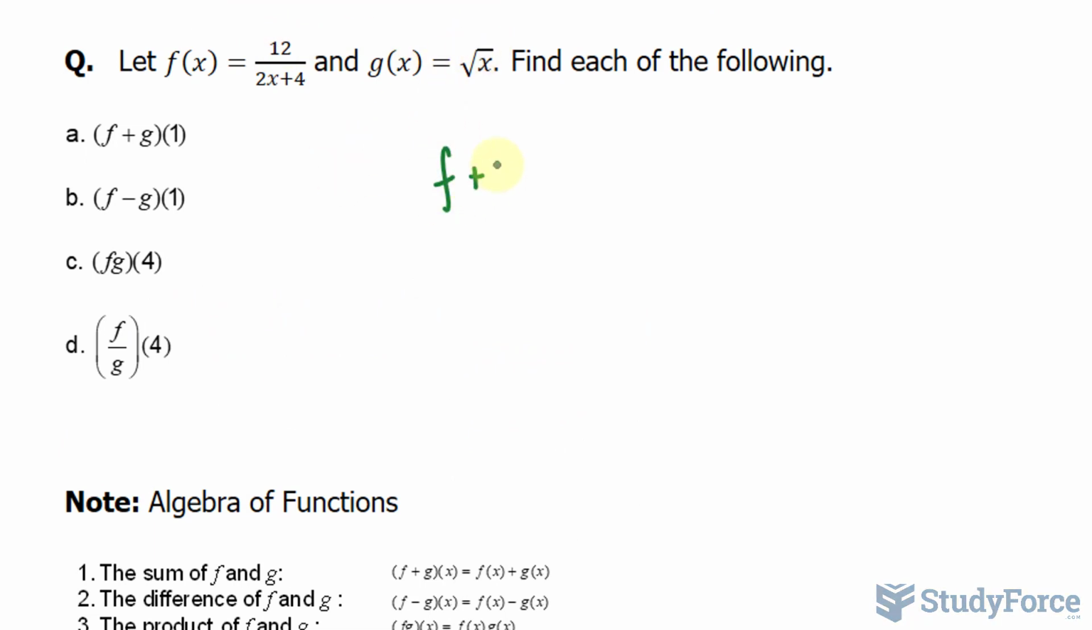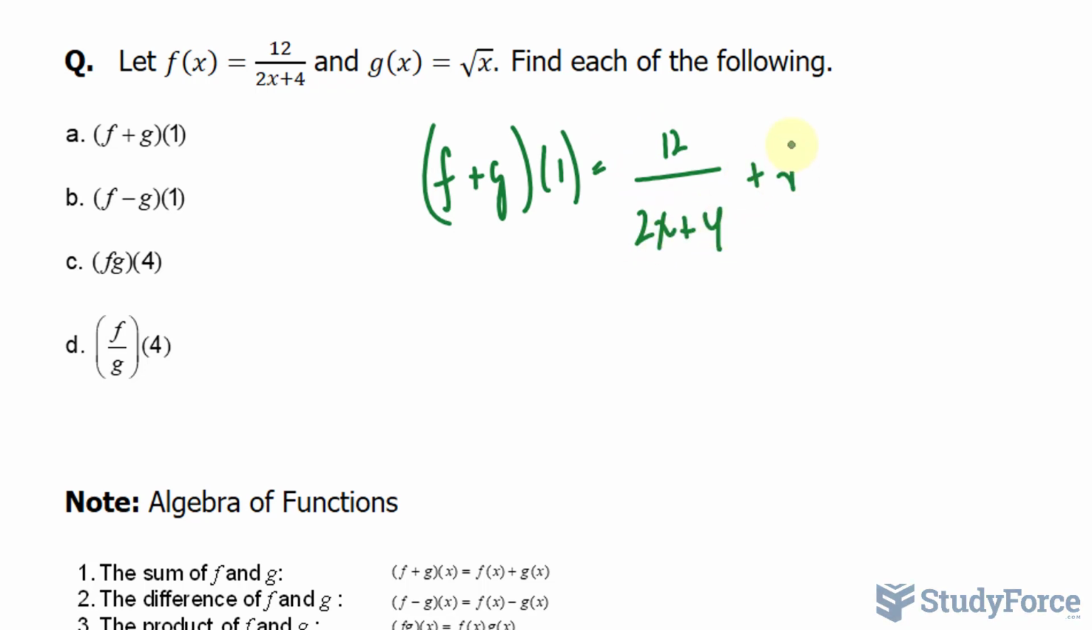So f plus g at 1 is equal to 12 over 2x plus 4 plus the square root of x. Now we have to evaluate this at 1, so I'll replace this with 1 and that one with 1. I get 12 over 2 times 1 plus 4, that's 6, and the square root of 1 is 1. This is easy. We end up with 2 plus 1, and that's 3. That's the answer for question A.